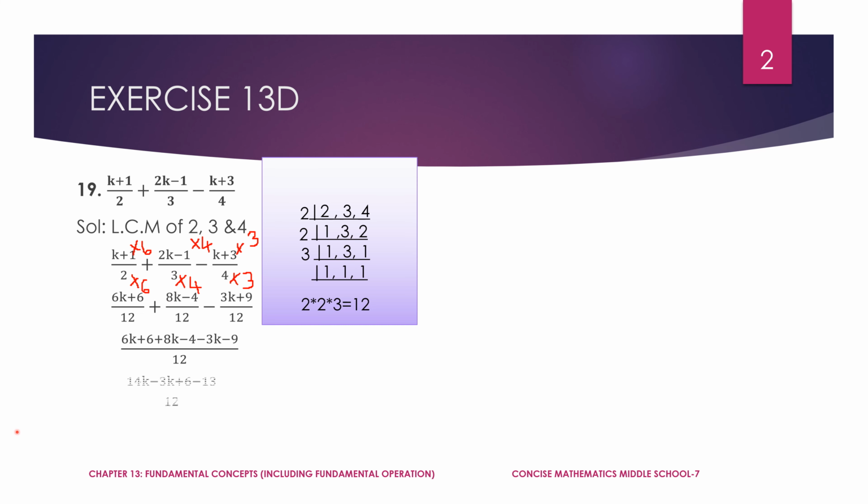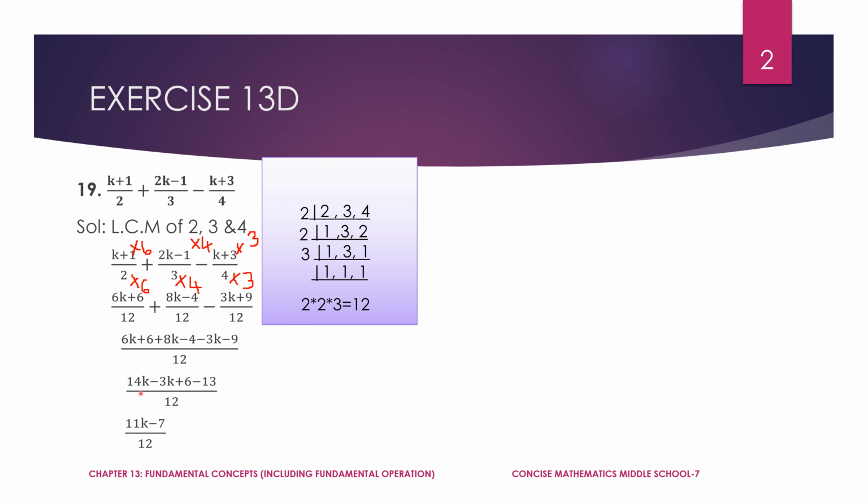Now all the like terms you can add. I am adding 6k plus 8k, that is 14k, minus 3k. I am writing 6 as it is. Both are having minus 12 and minus 9. When both signs are minus, just put the minus sign and add it.